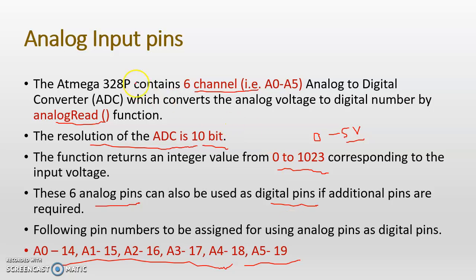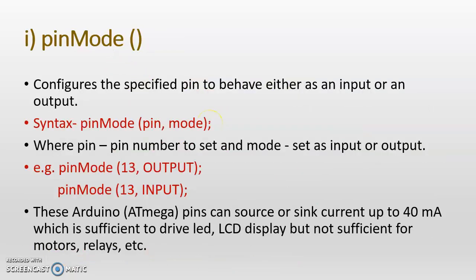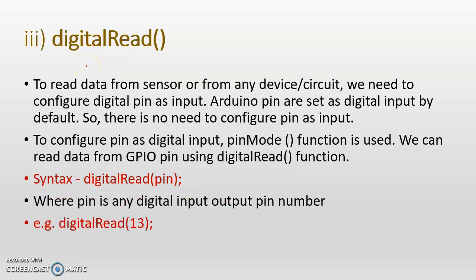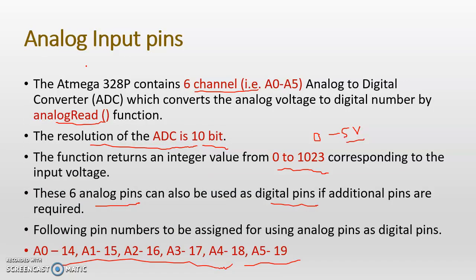So these are analog input pins for Arduino. Now to select that particular pin as an input or output, we have a command, that is pinMode. And to write or read on the Arduino pin, we have the commands digitalWrite and digitalRead. So let us see one by one.